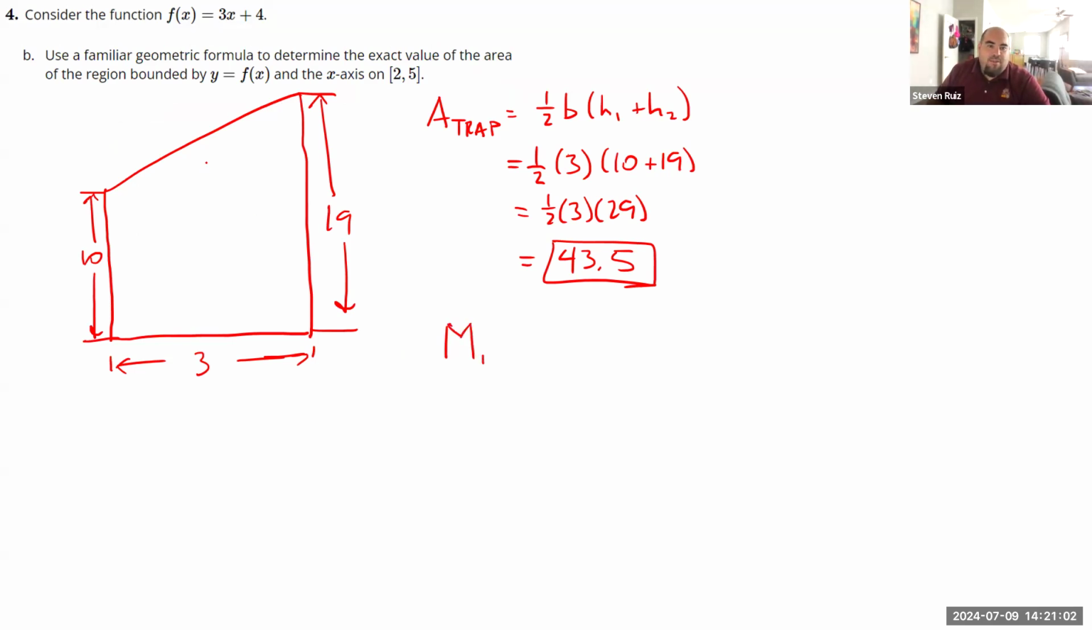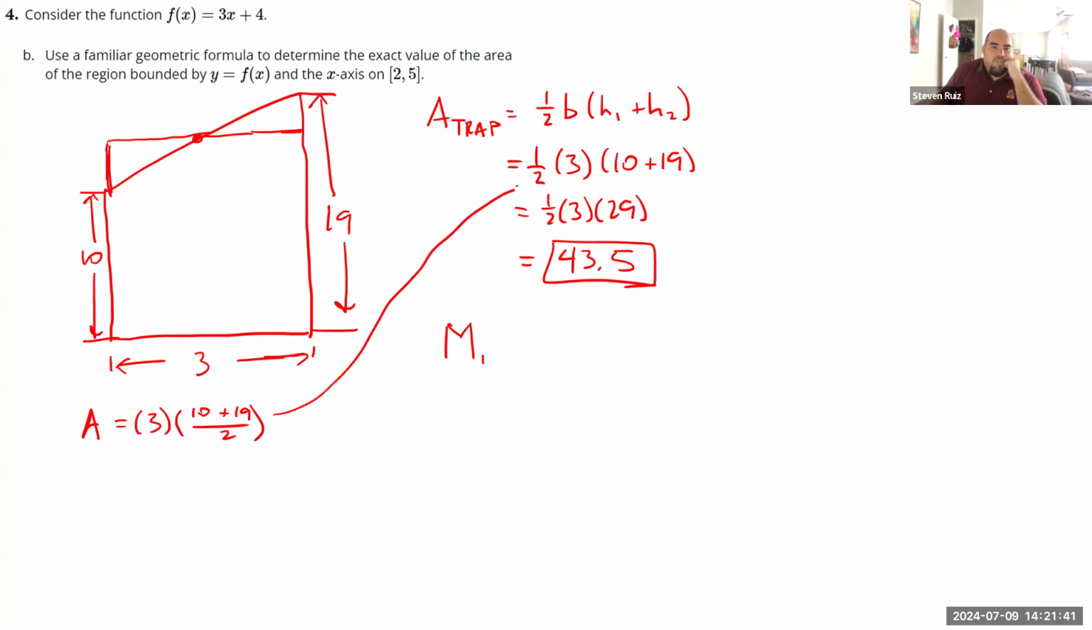If I was going to do a midpoint approximation on this trapezoid at one place, so there's my midpoint. So I'm going to make a rectangle like this. What's the area of this rectangle I just made? Well, the area is going to be still a base length of 3. What is the height now going to be? Well, this is a linear function, so the height is going to be the midpoint of 10 and 19. So 10 plus 19 over 2. And hopefully you're seeing some parallels between the way these two things look. This is still going to come out to be 43 and a half.